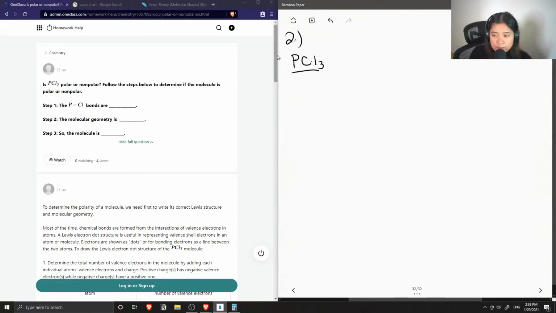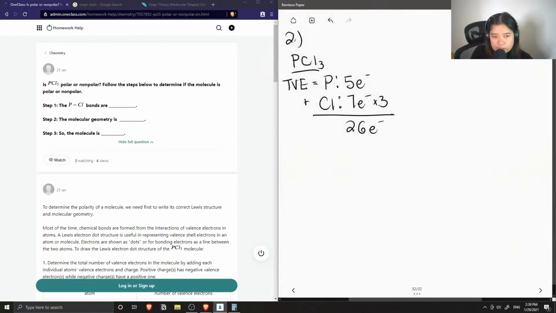So when writing out the Lewis structure, we first need to find out the total number of valence electrons for this compound. So phosphorus has 5 valence electrons, and chlorine has 7. And since there are 3 chlorine atoms, we multiply this by 3, which gives us a total of 26 valence electrons.